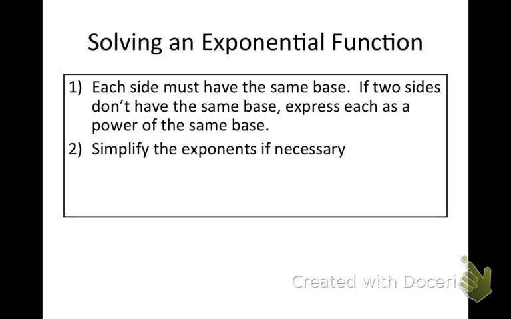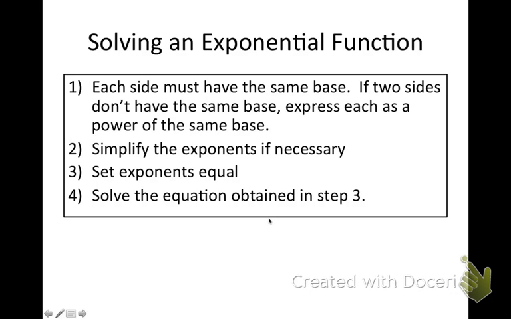So each side must have the same base. If two sides don't have the same base, we're going to express each as a power of the same base. You'll see what we mean by that in a little bit. Step 2, simplify the exponents if necessary. Once we have the same bases on either side, we can actually ignore those bases and just focus on the exponents themselves, set the exponents equal to each other, and then just solve.